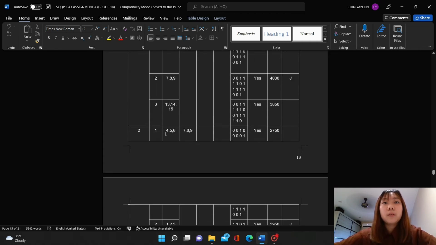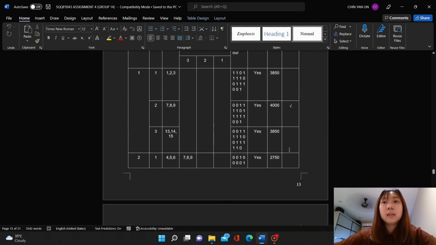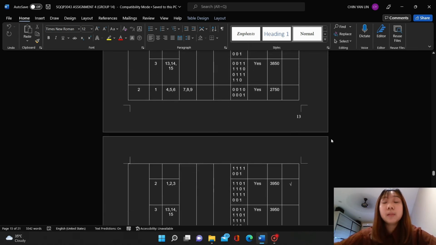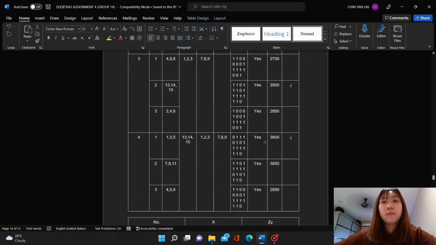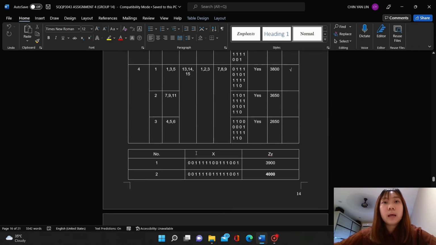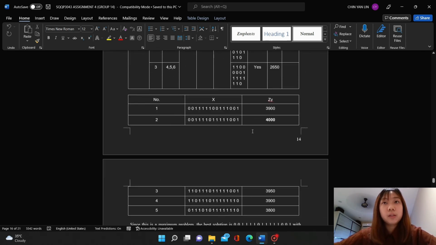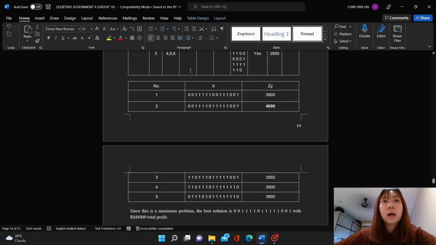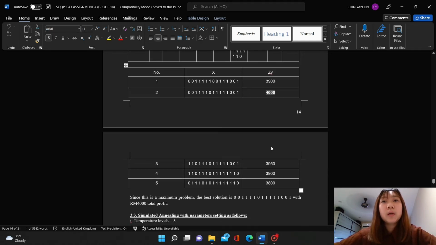For the first neighbor, we flip 4, 5, and 6, and the total profit is 2,750. We do the same steps until iteration 4. Next, we compare the solutions. By comparing x1, x2 until x5, the highest one is our x2, which is 4,000. Because it is a maximum problem, this is our best solution with the profit 4,000.